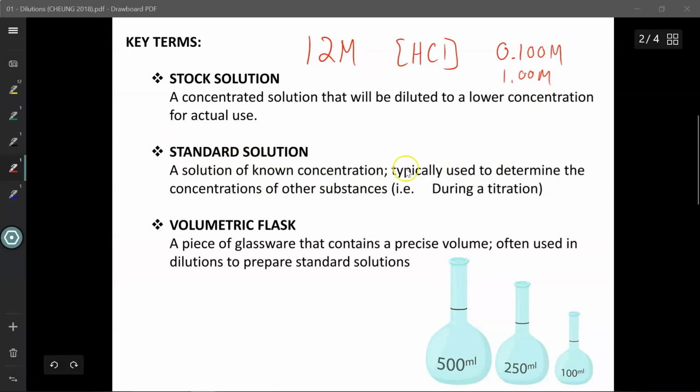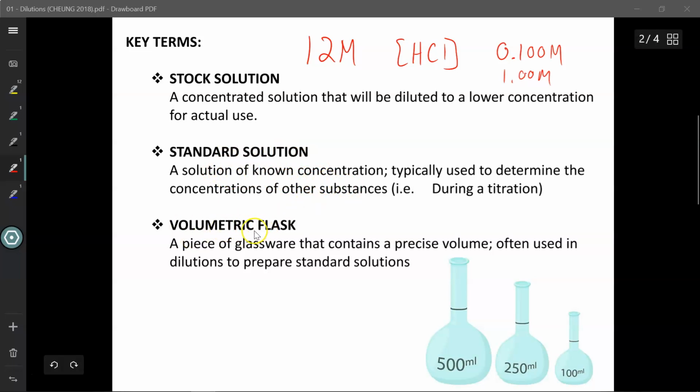Now, a standard solution is a solution of known concentration. Typically, it's used to determine the concentrations of other substances, like during a titration experiment, for instance. This is something we will talk about later on in this unit. But essentially, if you know the concentration of a solution, you can call it a standard solution. Or if something asks you to standardize a solution, it's telling you to find the concentration for that solution.